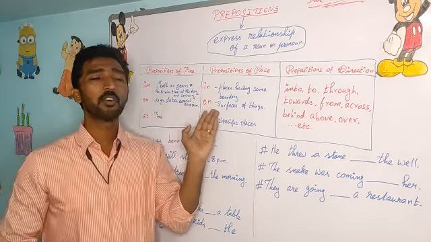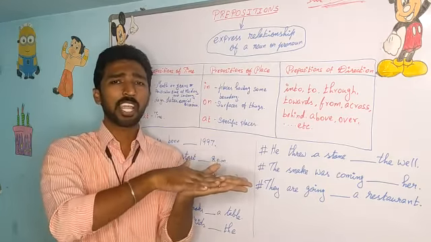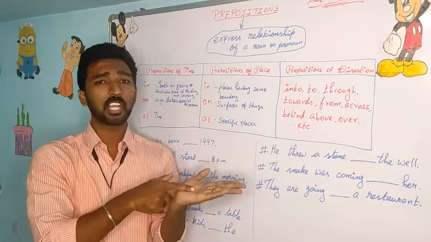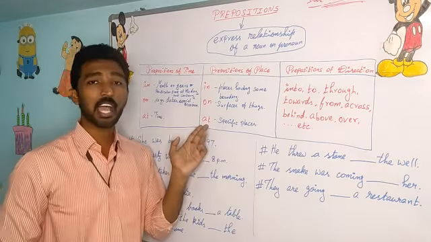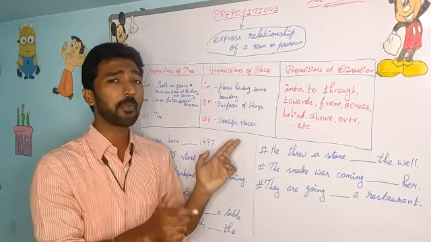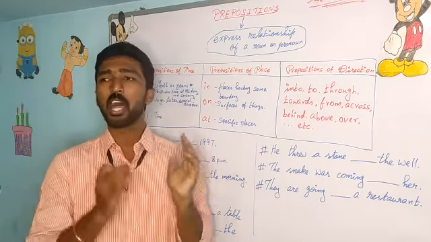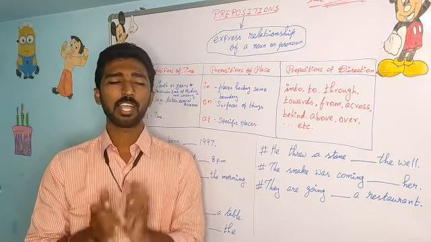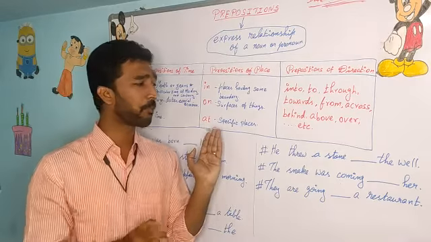And on for surfaces of things. On the table, on the chair, on the desk, on the computer. That means on the surface of it. And the next one is at. At for specific places. For a specific place, we use at. At the museum, at the park, at the hotel. There we can use at, a specific place.